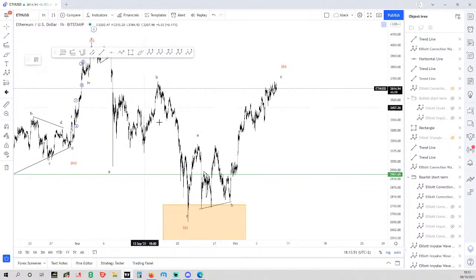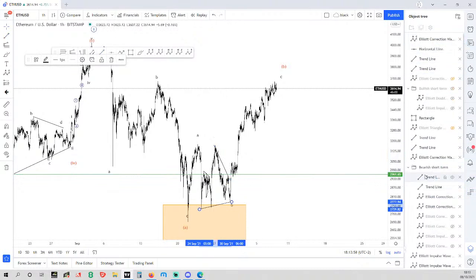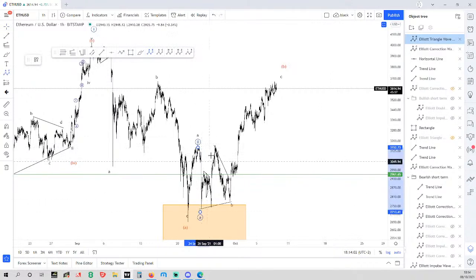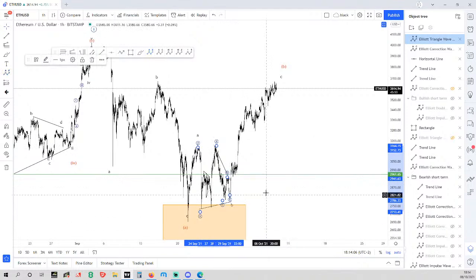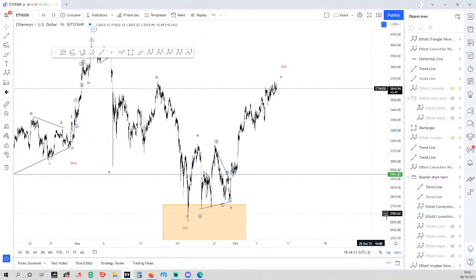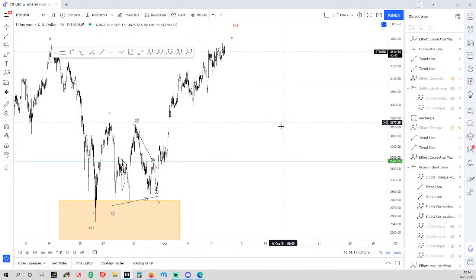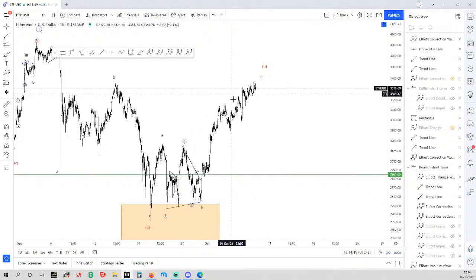I'm just going to put everything in this folder. And A, B, C, D, and E on one lower degree, so micro. This would be the triangle, of course, in wave B. And then up for wave C, which, I mean, it could even be some kind of ending diagonal.